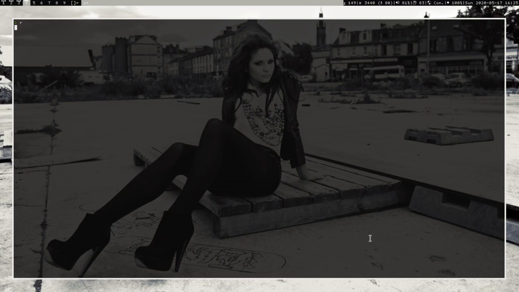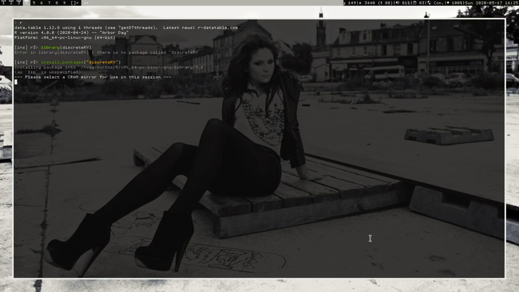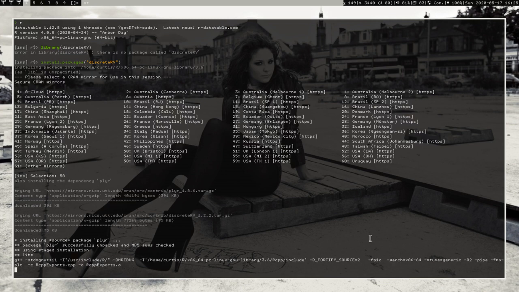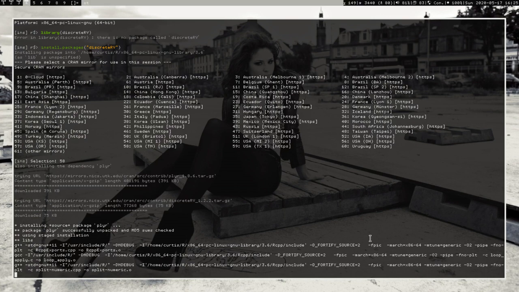So, we've got this package discreteRV that can be used for doing manipulations with discrete random variables. So let's do library(discreteRV). Oh, I guess I didn't install it. So install.packages discreteRV. I really should pick a mirror because I'm tired of it asking me for a mirror. Okay, so it needs to do some compilation. All right. So I wonder if this works. Nope. Okay. Let's give that a second to install.